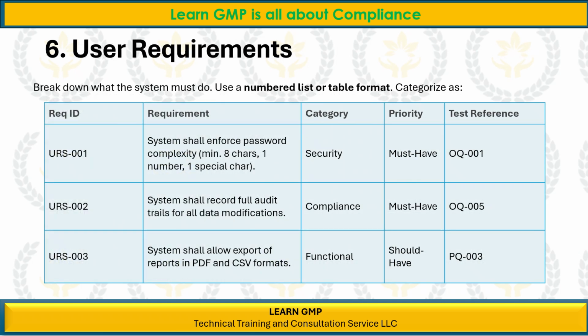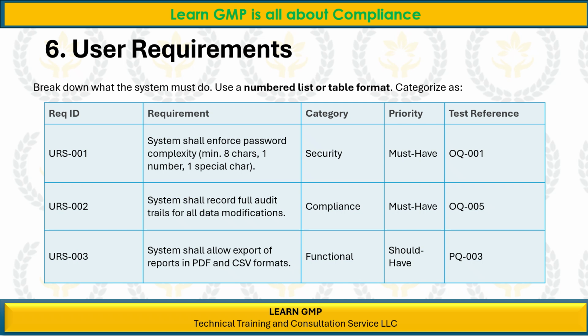User requirements. Break down what the system must do. Use a numbered list or table format. Categorize as Requirement ID: URS 001. Requirement: System shall enforce password complexity, minimum 8 characters, 1 number, 1 special character. Category: Security. Priority: Must have. Test reference: OQ 001.